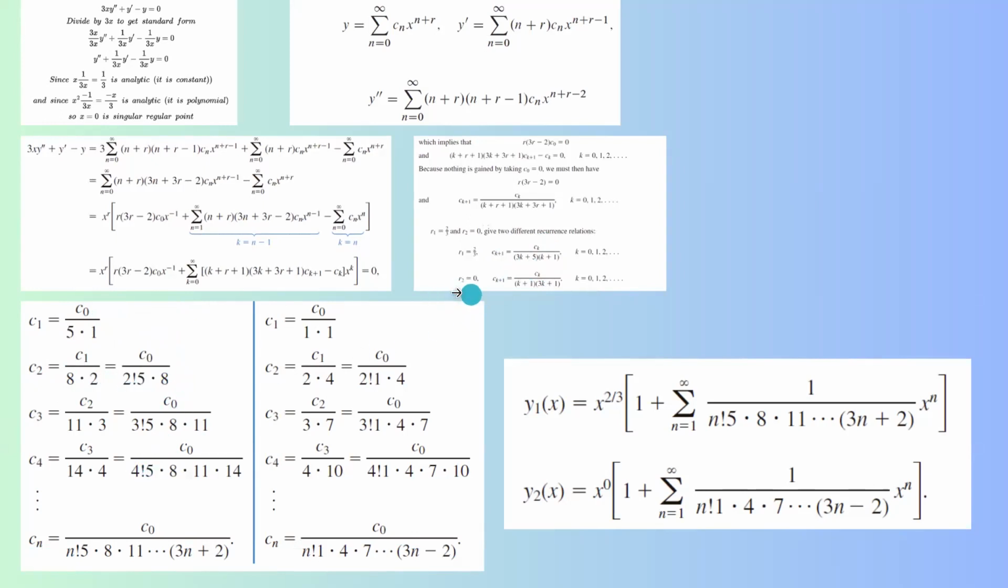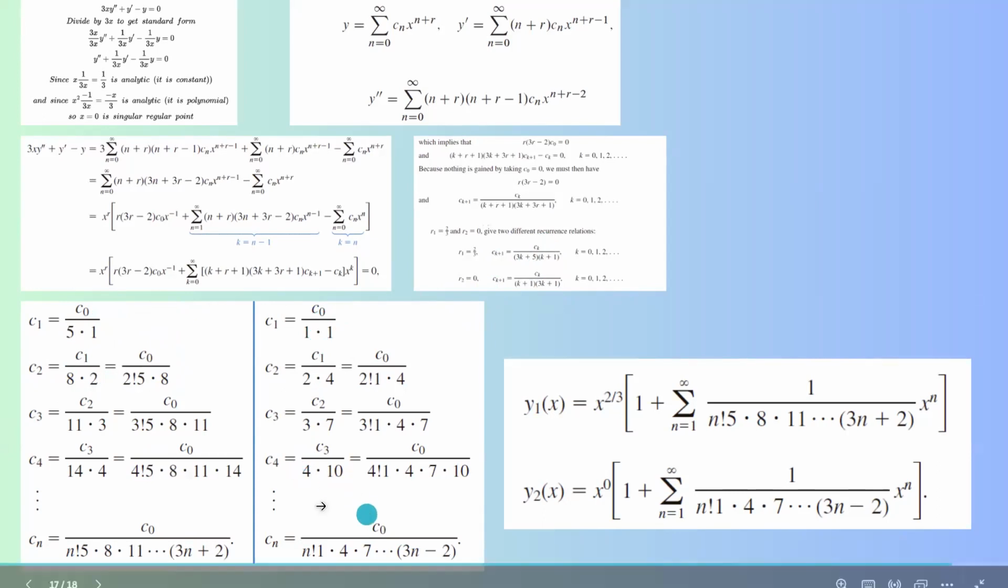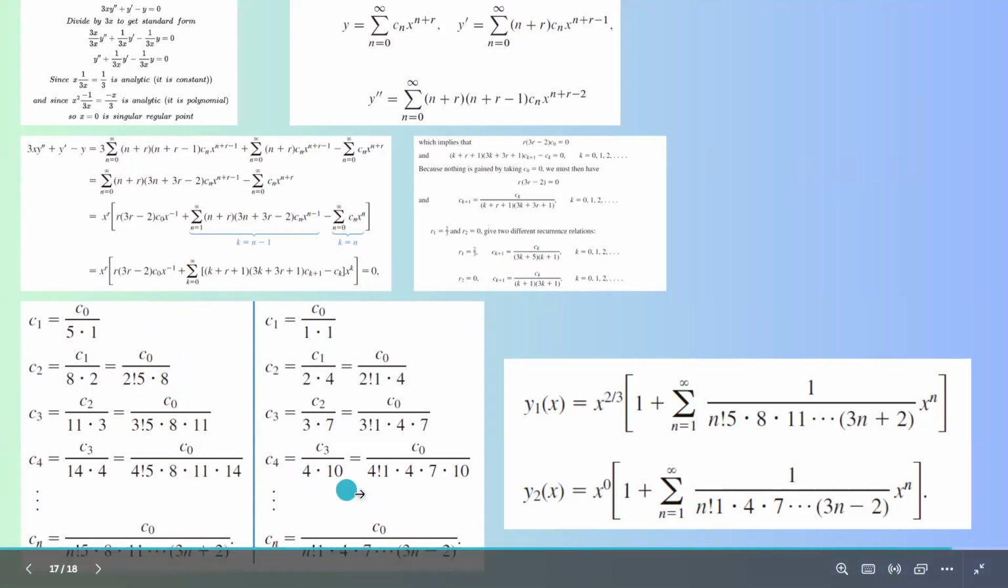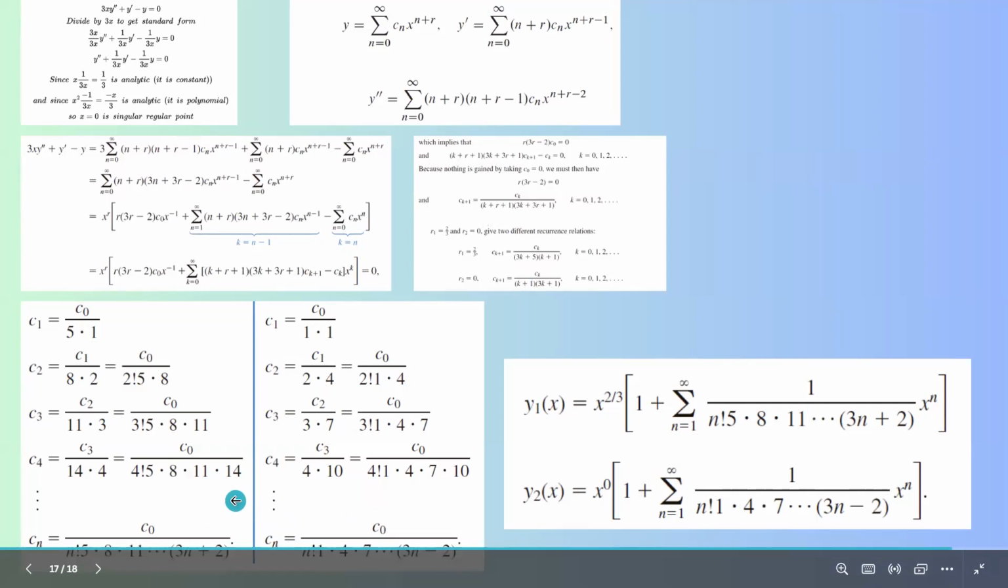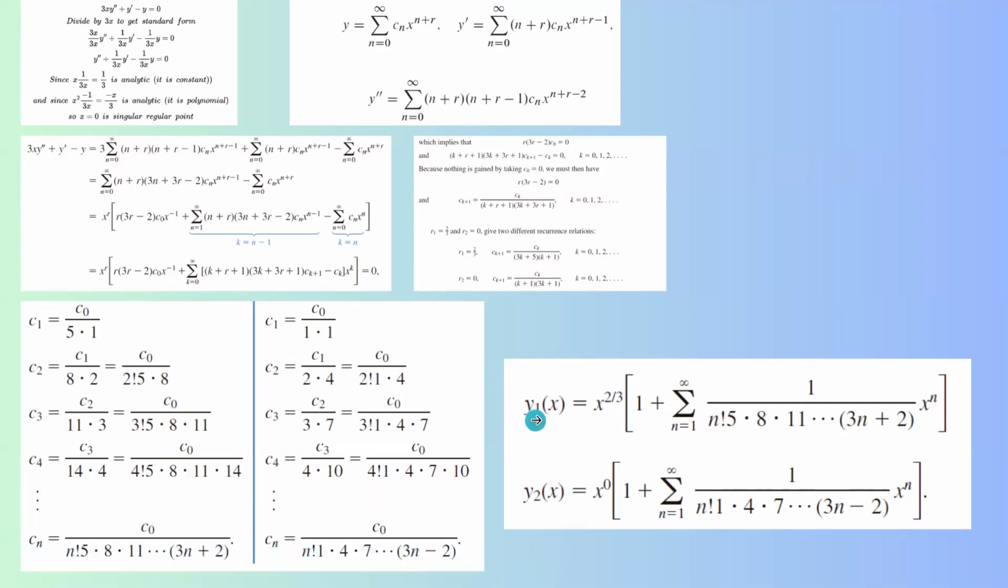If you plug in r equal to 0, this is the recursive relation that we have. We're going to list some of the initial terms to try to see if we can find a nicer pattern here. Sometimes it's easy to find a nicer pattern. Sometimes it's difficult. Some other times you don't see any pattern. So basically you have two power series solutions and they're written this way.